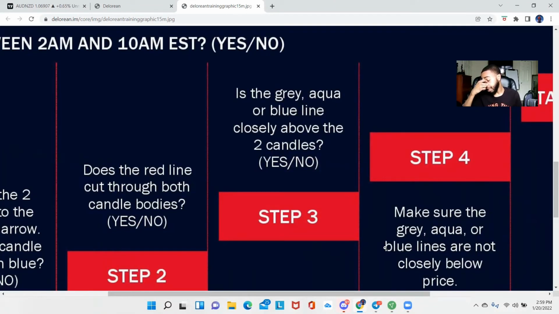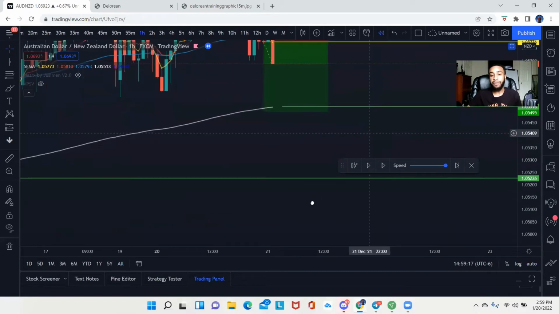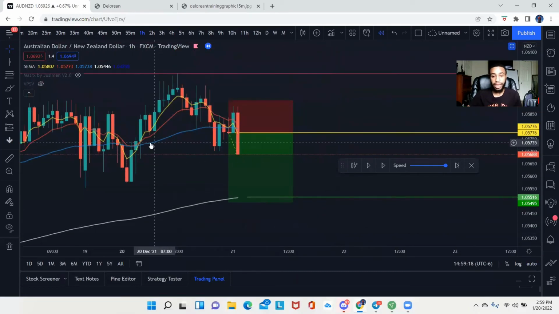Now I'm gonna be honest with you guys, they're asking you if any of those 3 are closely above price. What I'm gonna recommend is you only focus on the important one. The most important one is by far going to be the aqua. So you can really disregard all the other ones and just really focus on the aqua. So let's see. The aqua is actually not closely above.